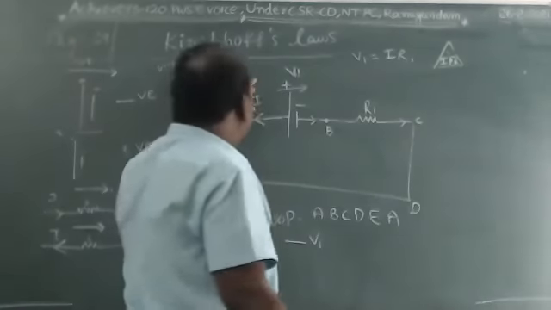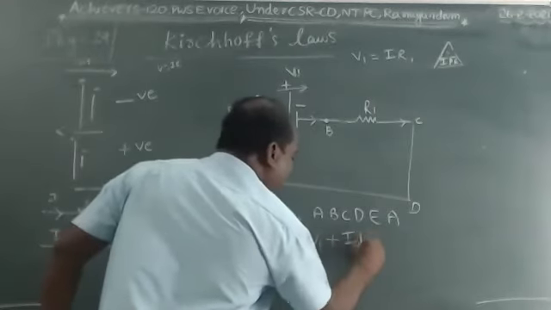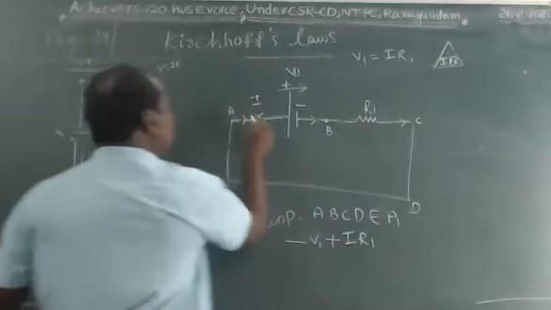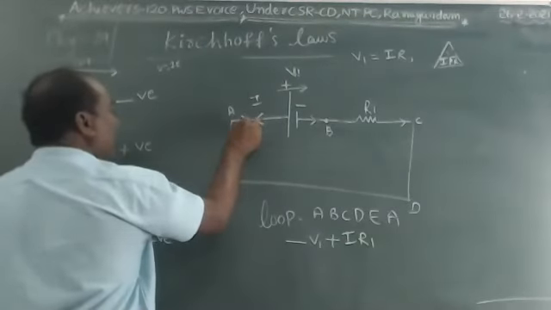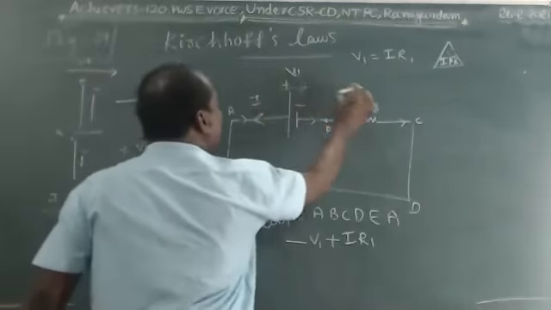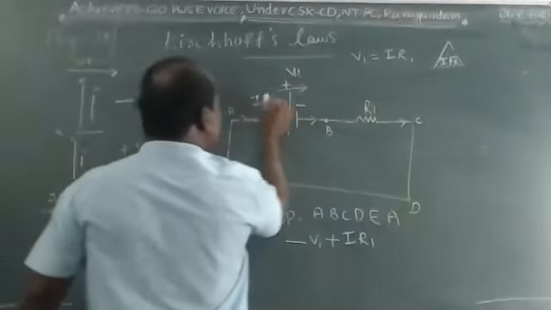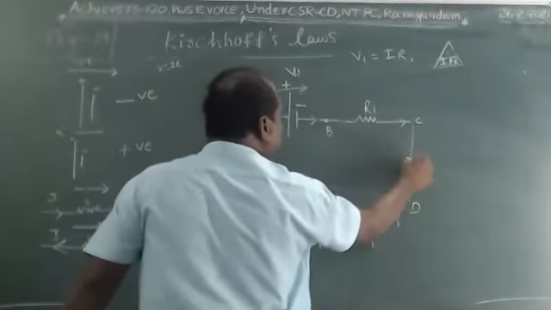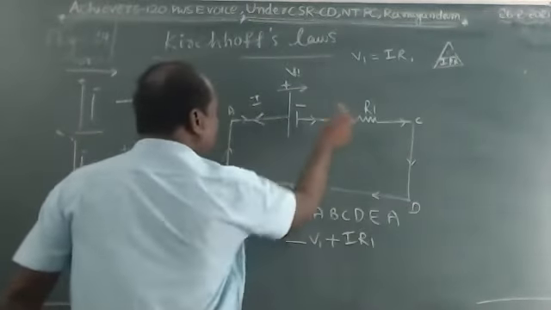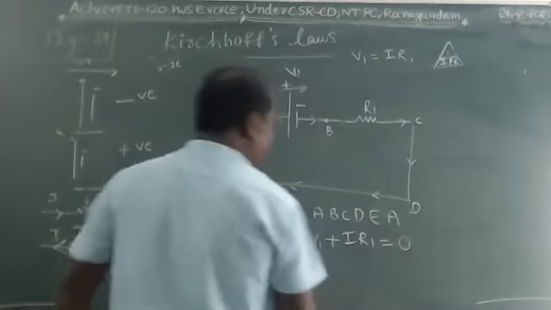Then the middle component value, this IR value, is taken as positive. V1 equals IR1, because the voltage direction, the potential difference, and the current direction are both opposite to each other. That's why V1 equals IR1, a positive value. Then it goes across the current and resistance, and the potential difference comes this way. There is no component in between, and finally it reaches A. So the sum equals 0.